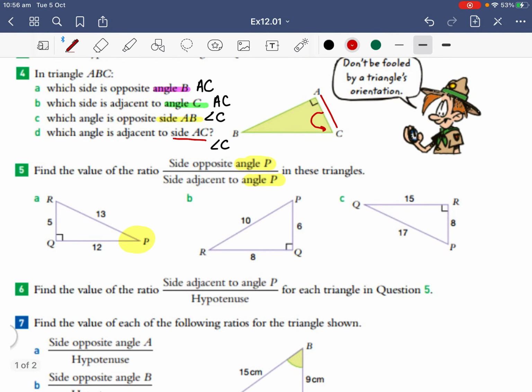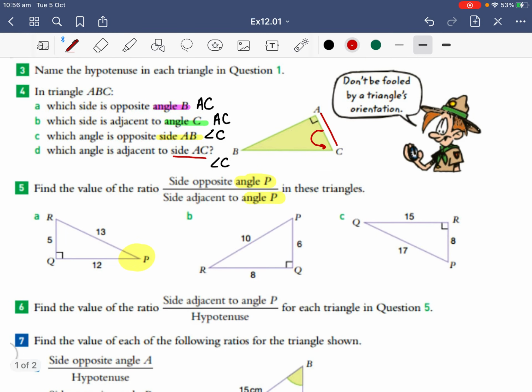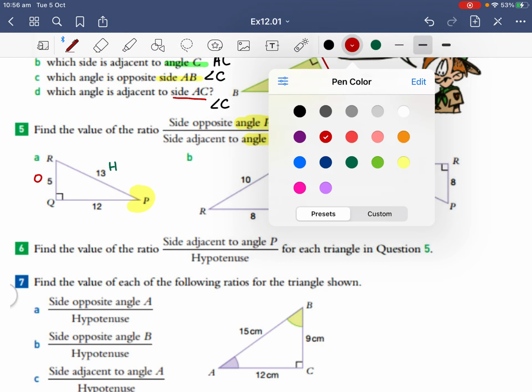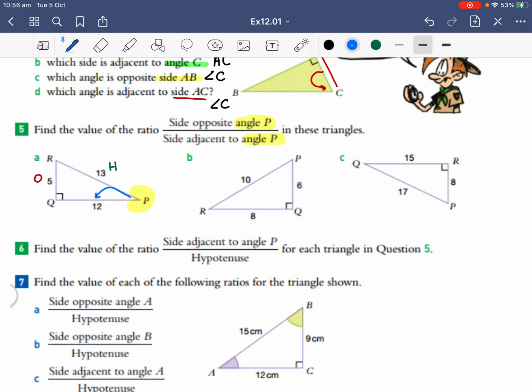So what we want to do is label our triangle like how we did up in questions 1, 2, and 3. So we want to label our hypotenuse. Remember, our hypotenuse is opposite our right angle. So our hypotenuse here is this length 13. Our opposite is opposite our angle, which is 5. And then our adjacent is the side next to our angle, which is 12 there.